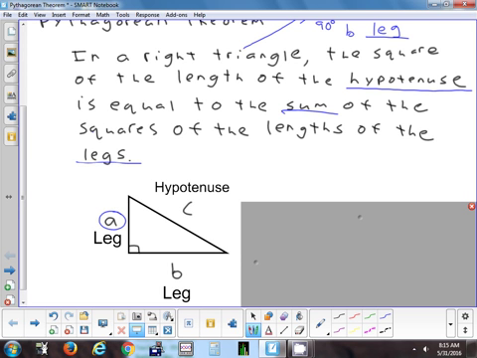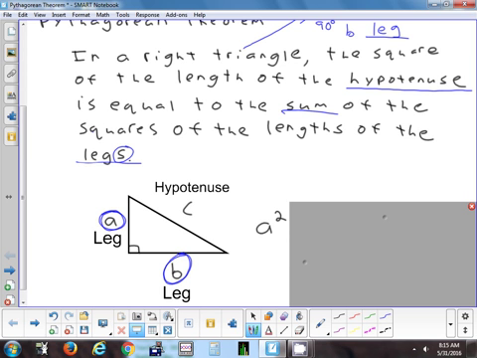Okay, tell me, what do you get if you square what I just circled? This is A. If you square A, it becomes what? A squared. Yeah, it becomes A squared. All right. Now it says to square the length of the legs, plural. Okay, so now we have to do the other one. What do you get if you square B? Yep. B squared. You get B squared.